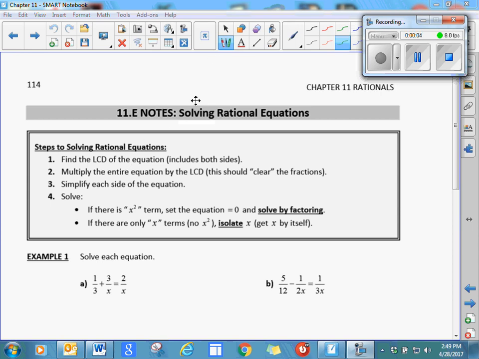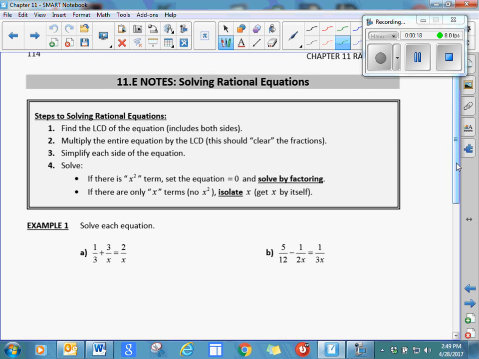Okay, this is 11E. This is our very last section. I think there'll probably be 3 videos in this section, so we are getting so close to the end. I know you're so sad. So in this section, we're actually going to talk about solving rational equations.